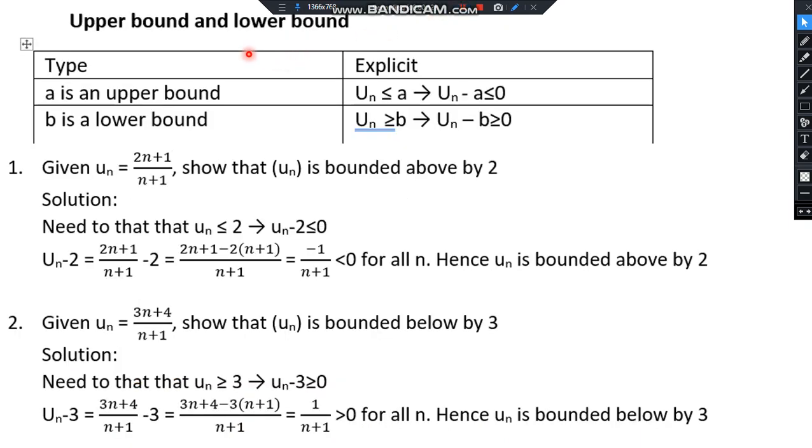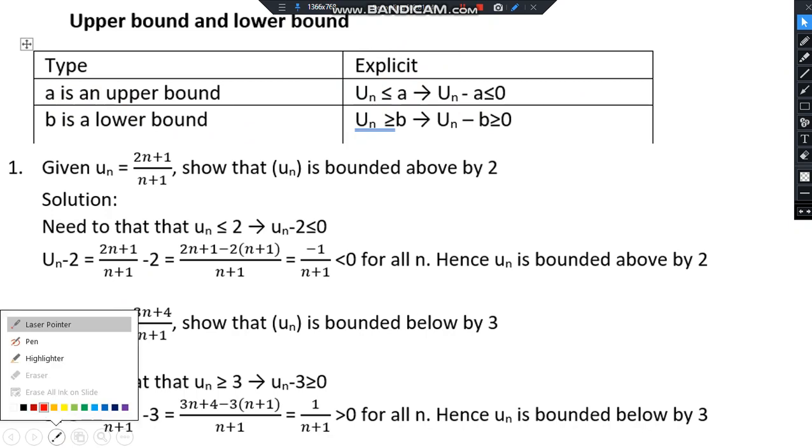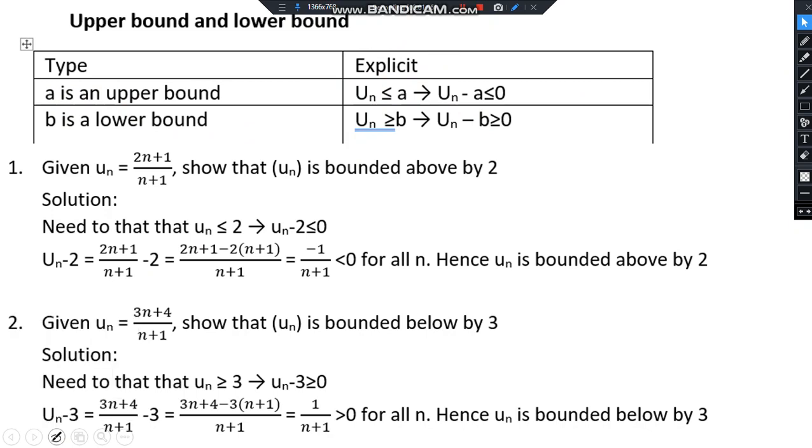Now we're going to talk about upper bound and lower bound. What does it mean a sequence has a as an upper bound? It means all terms of the sequence are less or equal to a. That is, u1, u2, up till un, till infinity are all less or equal to a. It means un minus a must be negative if a is an upper bound.